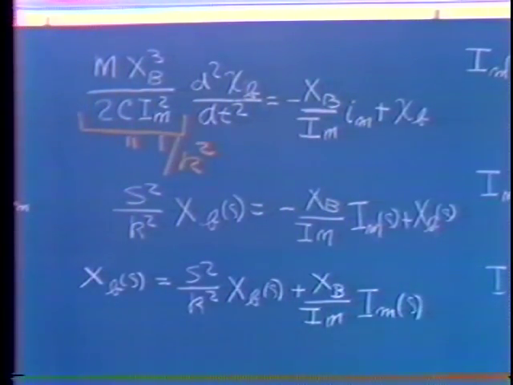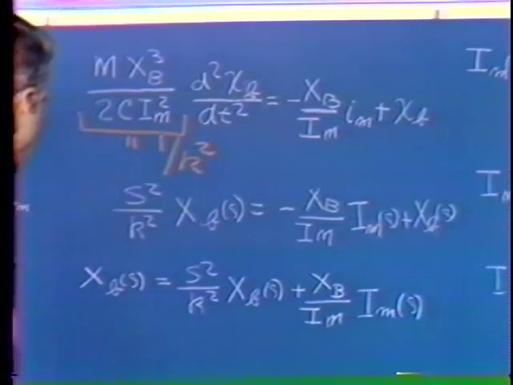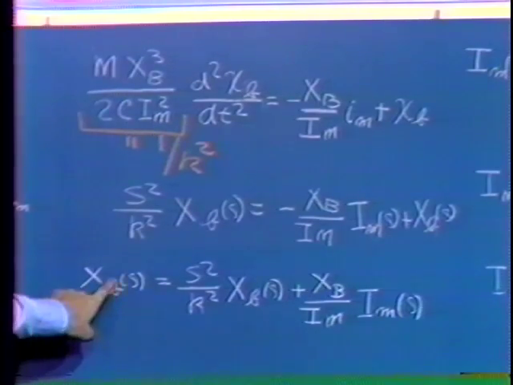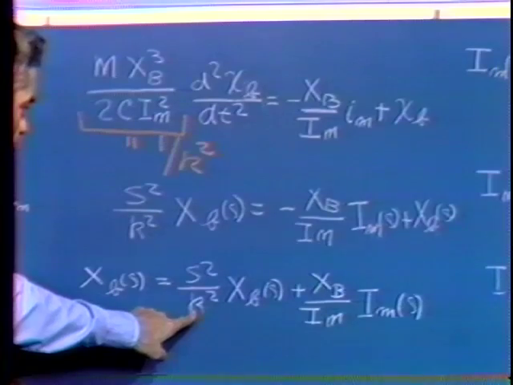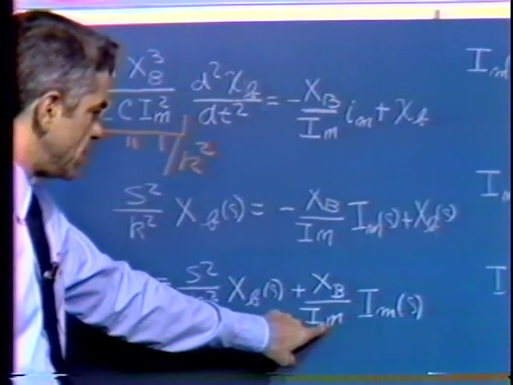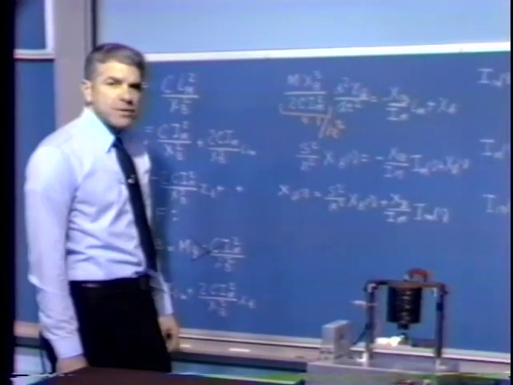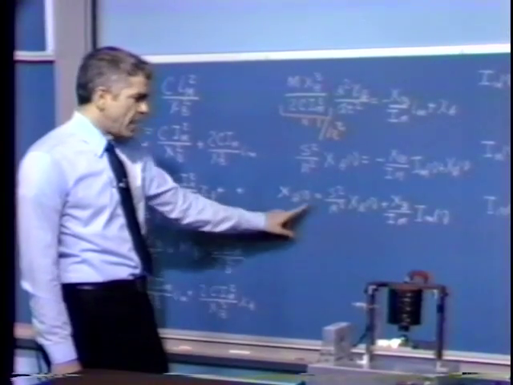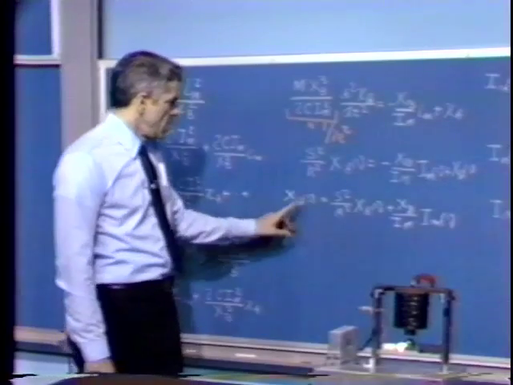We can rearrange that equation, simply solve for x sub b of s. We get x sub b of s then being related to its second derivative multiplied by an appropriate coefficient plus x_b over I_m times I_m of s. And just to get a little bit of practice doing this, let's go ahead and make a block diagram for this particular equation. Let's see.